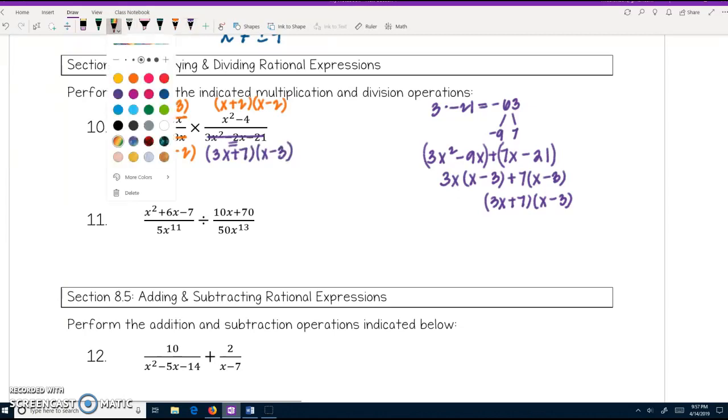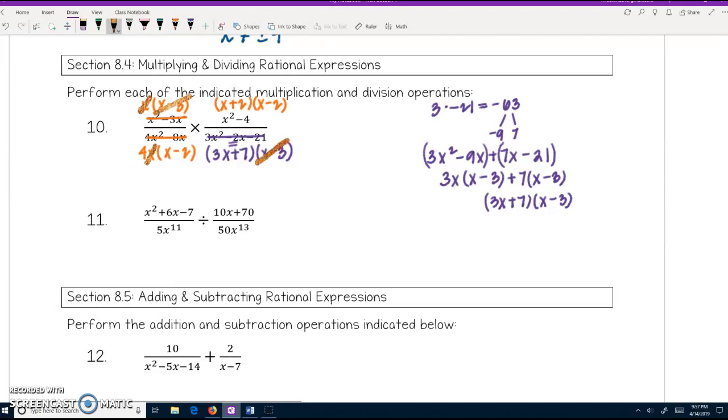And then with these ones, you guys, we are looking to see what we can cancel out. So this x and this x cancel one another out. This x minus 3 and this x minus 3 are going to go away. And then an x minus 2 up here and an x minus 2 down there are going to go away. And so that means all I'm left with up top is x plus 2. All I'm left with down below is 3x plus 7. And that's my final answer there. So for multiplication, you just want to look and see what can factor, and then you're multiplying straight across.